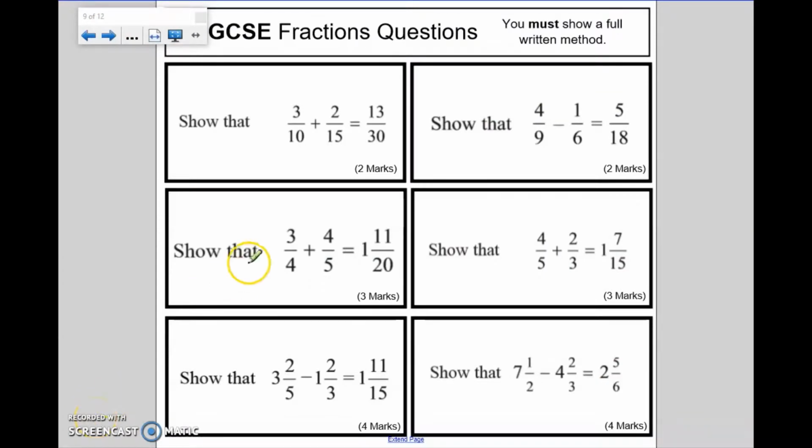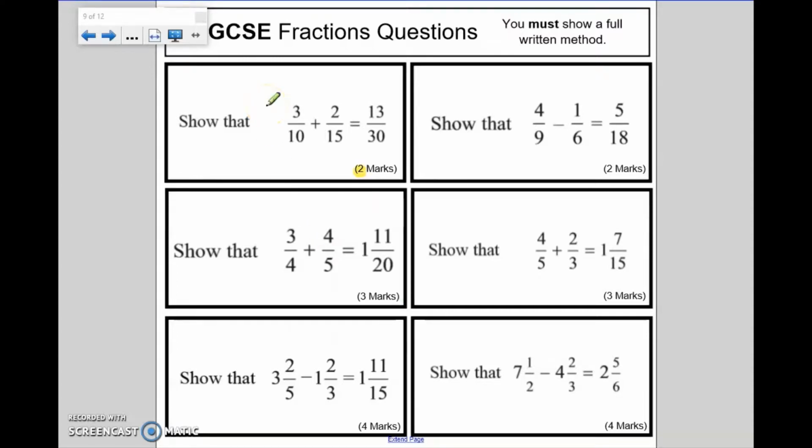Okay, so now it's your time to have a go at some very typical exam questions. You'll notice that in each question, it asks you to show that. So it gives you the calculation, and it already gives you the answer you're aiming for. So your 2 marks, or 3 marks, or 4 marks are all method marks. They're all to do with how you have shown the examiner, or how you have shown your teacher how you got to that solution. So the marks are available for method marks.